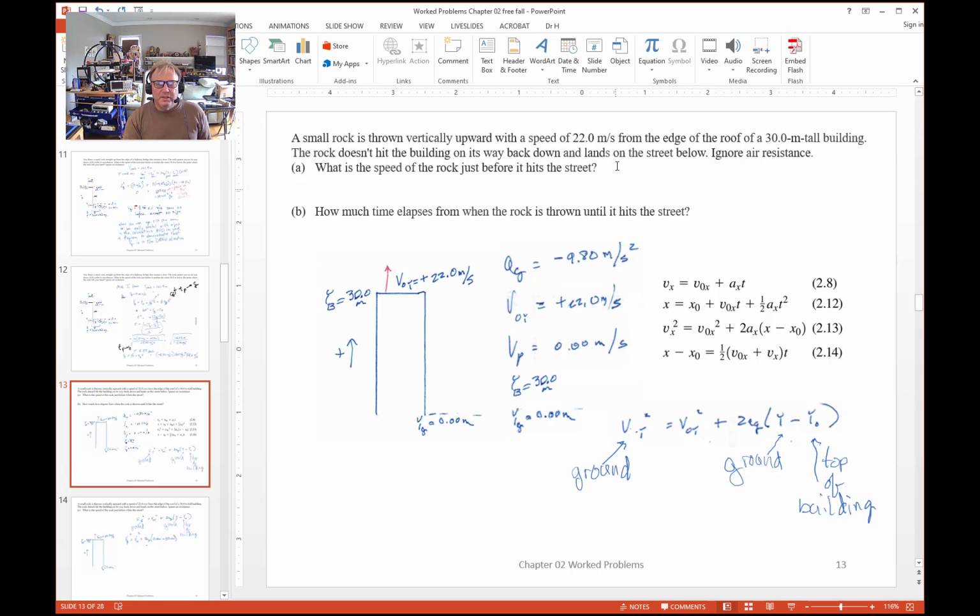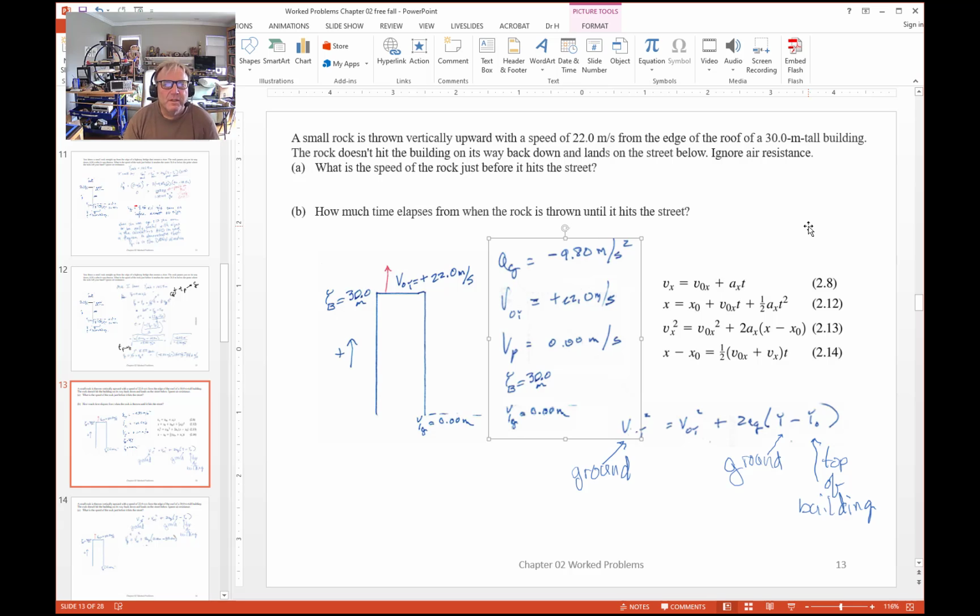And let's see, do we know? Yeah, 30-meter tall building. I labeled it. I put a label for the V sub 0y. And then once again, we're going to say the top of the building is at y equals 30. The ground at 0. I've written down what I know.